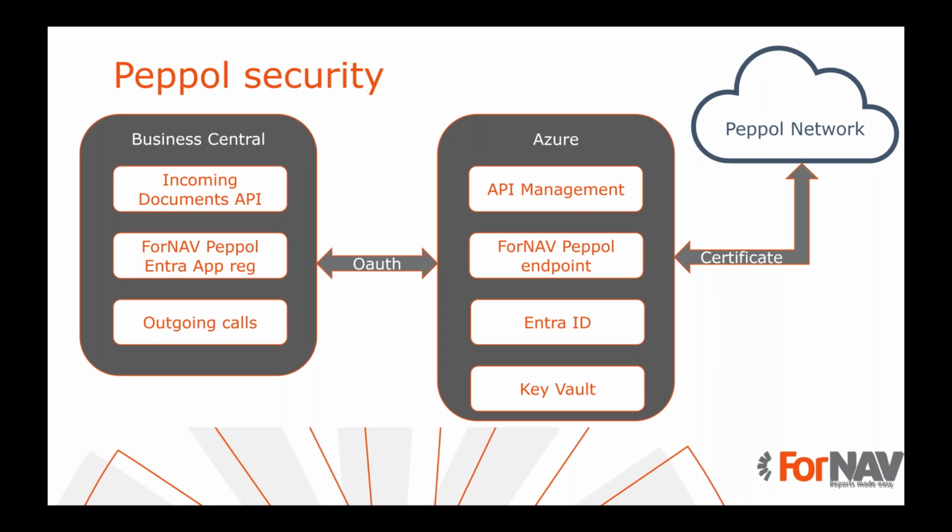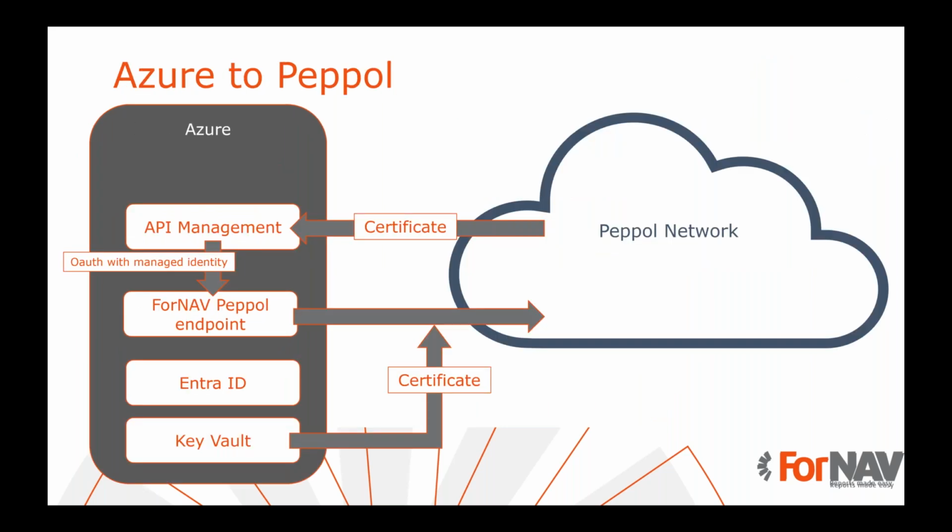Can you go to the next slide, Michael? Yep. So if you zoom into the Azure to Peppol security bits, you can see that we have incoming documents. All of the incoming documents are secured by certificates. This is a certificate that we have created and given to the Peppol network, which the Peppol network can use to communicate with us. All incoming documents end up in our API management, where we do the security checks and some more checks. So nothing actually communicates to our endpoints directly. It's all filtered through the API management. And then the API management sends the authenticated requests on to our 4NAV Peppol endpoint.